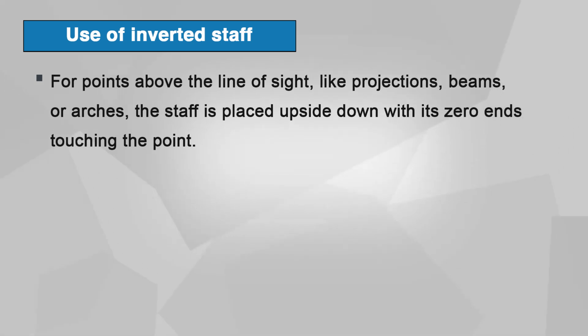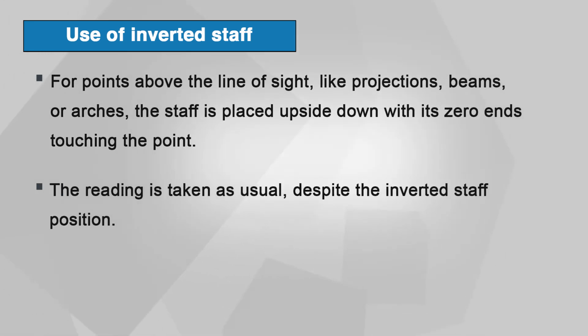Now, we will move on to the next topic, that is use of inverted staff. When the point whose elevation needs to be determined is significantly above the line of sight, such as a projection from a building face or the underside of beams, girders or arches, the staff is placed upside down with its zero end touching the point. The staff reading is then taken in the usual way.